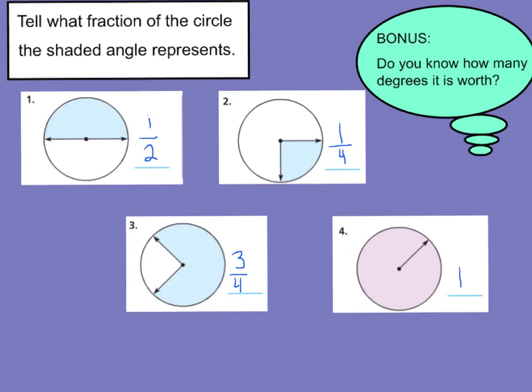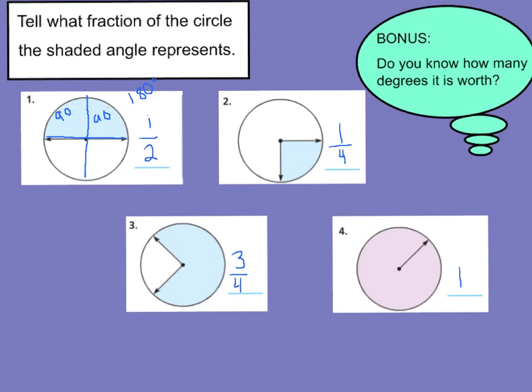Okay, let's go over our answers. Here we have that the shaded angle is showing us the fraction of 1/2 because 1/2 of our circle is shaded. And the degrees would be, if you divided your circle into 4 equal parts, I would say that this is worth 90 degrees, this is worth 90 degrees. 90 plus 90 is 180 degrees.